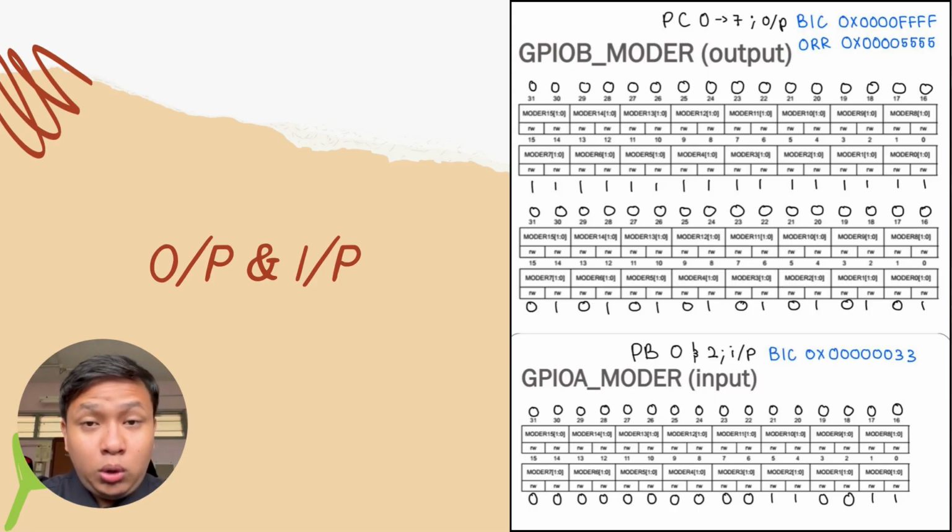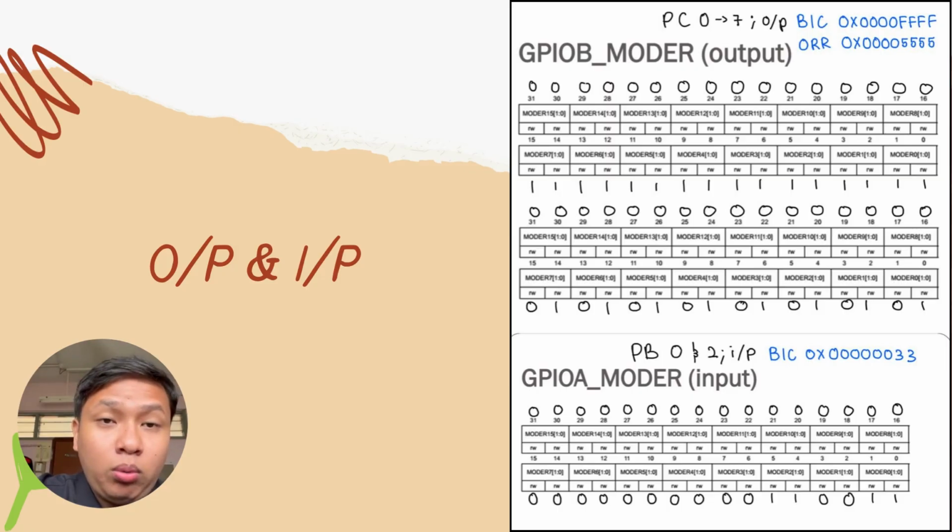Okay, so right now we are at the step to declare our output and input. For our output, we are going to use BIC and ORR. Since we know that our LEDs are from PC0 to PC7, we are going to put the value 11, which is analog mode, into BIC. And we are going to input value 01, which is general purpose output mode, into ORR from PC0 to PC7.